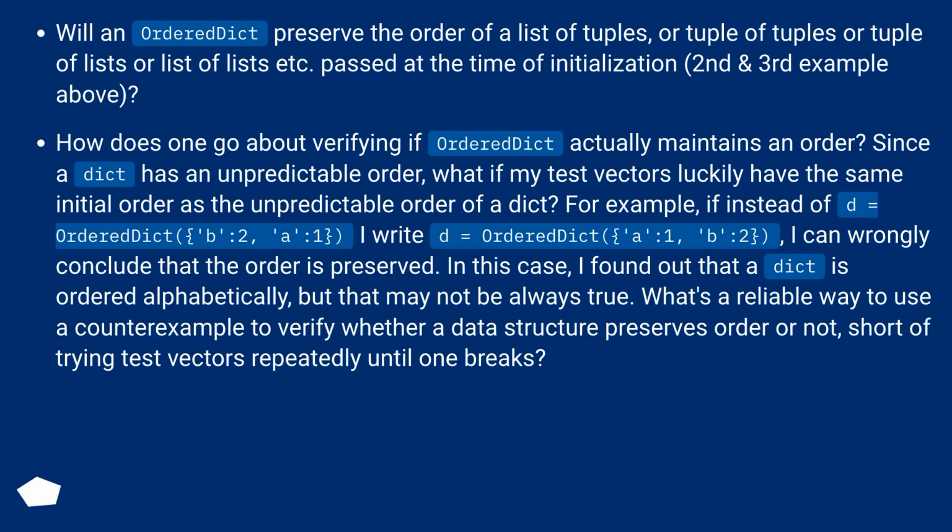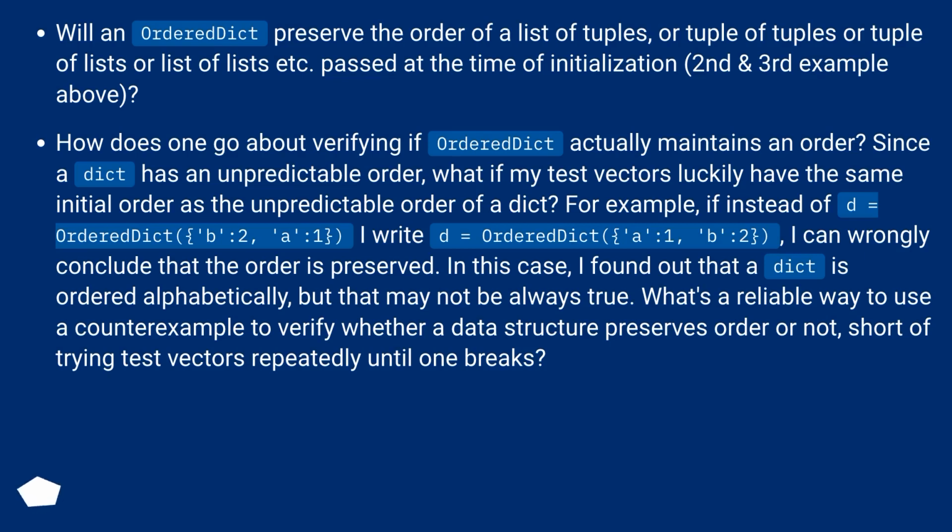Question. Will an OrderedDict preserve the order of a list of tuples, or tuple of tuples, or tuple of lists, or list of lists etc. passed at the time of initialization, second and third example above? How does one go about verifying if OrderedDict actually maintains an order?